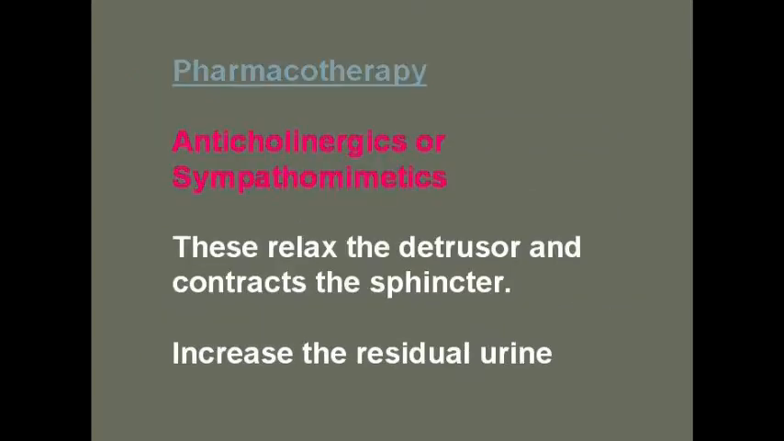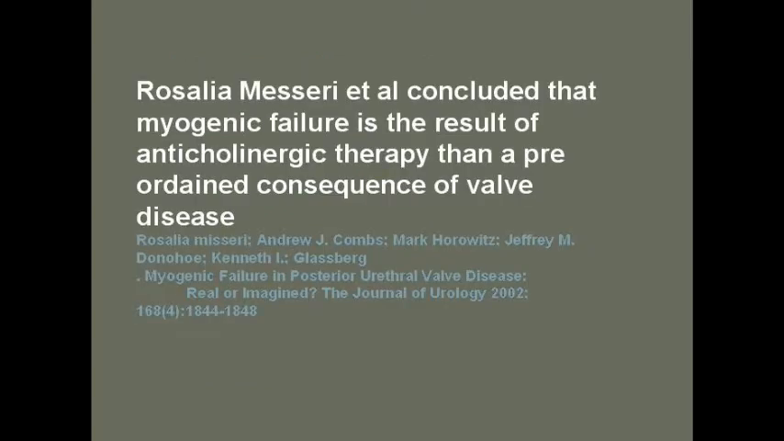Now, how do we treat them? We can give anticholinergics or sympathomimetics. These relax the detrusor and contract the sphincter, but do not forget that they increase the residual urine, because you are relaxing the detrusor on one side, while at the same time contracting the sphincter. So this can give rise to upper tract damage. Rosalia concluded that myogenic failure is a result of anticholinergic therapy rather than a preordained consequence of the valve disease. Now, this may be an overstatement, but there is a lot of truth in it.